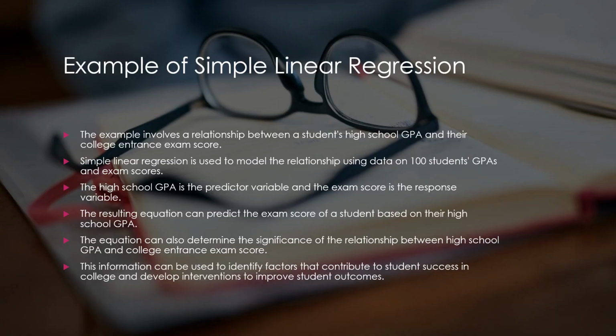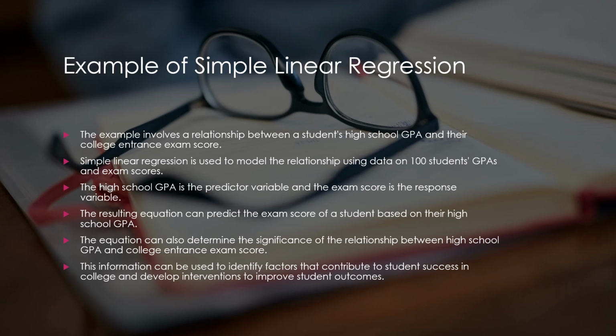Here is an example of simple linear regression. The example involves the relationship between students' high school GPA and their college entrance exam score. Simple linear regression is used to model the relationship using data on 100 students' GPAs and exam scores. The high school GPA is the predictor variable and the exam score is the response variable.